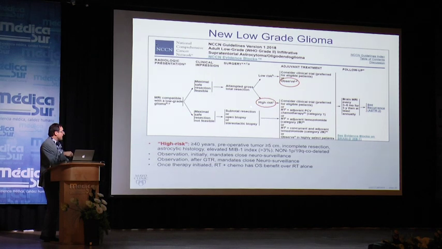The problem is with high-risk patients. And who are these high-risk patients? These are the patients who are typically older. These are the patients who have larger tumors, usually considered to be more than 5 centimeters.